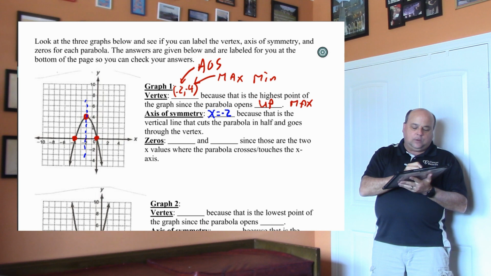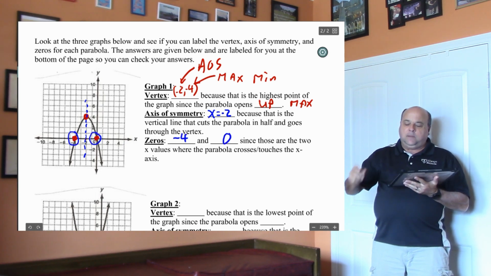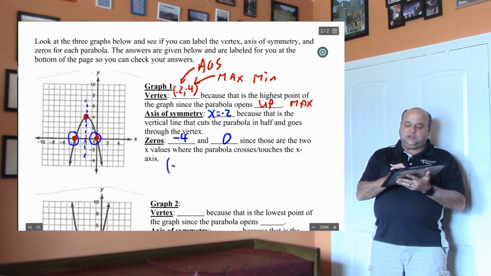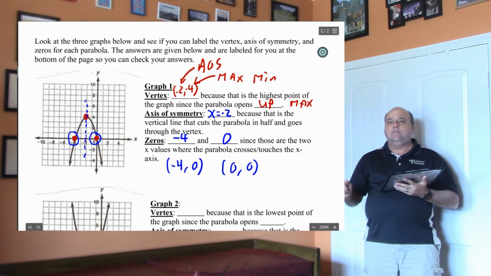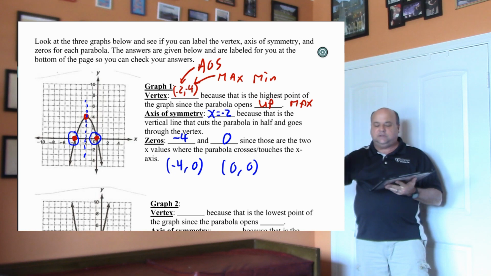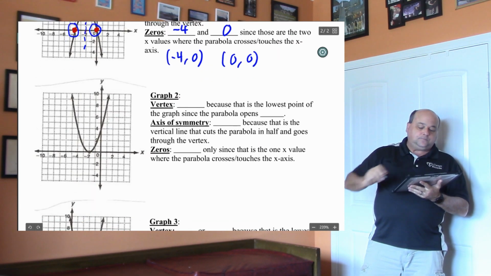And the zeros would be -4 and 0, because that's where it crosses the x-axis, okay? If you wrote those as ordered pairs, it would be (-4, 0) and (0, 0), right? Input -4, output 0. Input 0, output 0. That's why it's called a zero. Let's go to the next one.